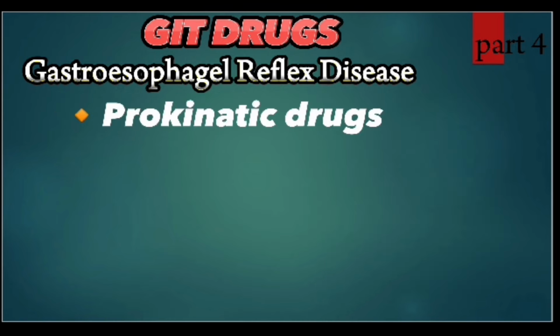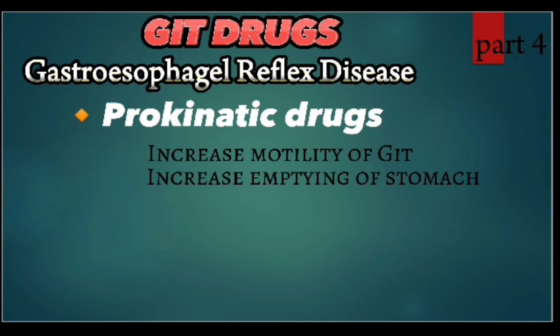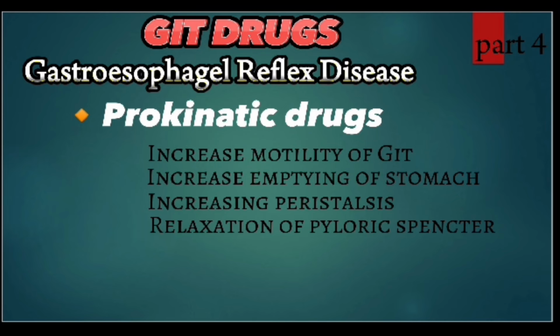These drugs are basically used to increase the motility and to increase the emptying of the stomach. They function by increasing the peristaltic movement, and they also increase relaxation of the pylorus end, and also increase the tone of the lower esophageal sphincter. As a result, it will oppose the gastric reflux.